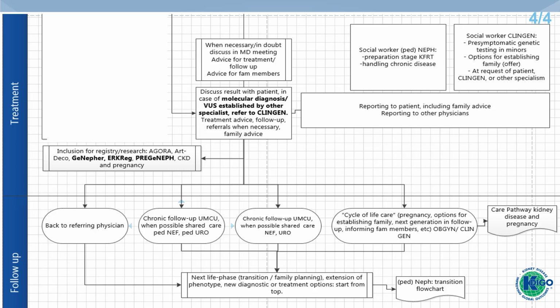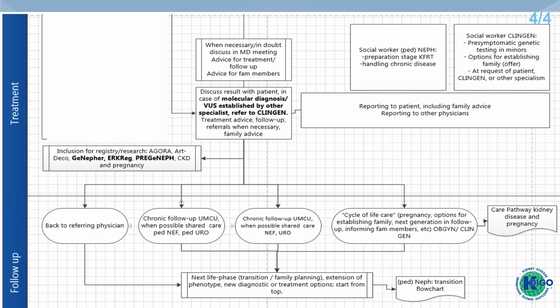Also, I think it's important to mention that we have several social workers. The social workers involved in nephrology and pediatric nephrology handle the chronic disease part and the starting of replacement therapy. But our social worker at the clinical genetics department is really keen on discussing pre-symptomatic genetic testing, for instance in minors, and talking through options for family planning or establishing a family. Also, at the request of the patient, they can be seen by our social worker.